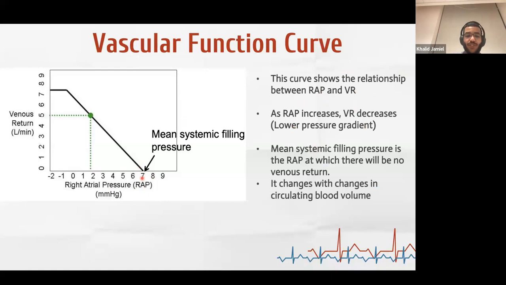And now this point where the venous return is 0, it's called mean systemic filling pressure. I want you guys to forget about this point for now, and I'll tell you why it's significant later. But just the definition of mean systemic filling pressure is the right atrial pressure at which venous return is 0. And this has only one significance in this whole lecture, and it's a very important significance, but it will come later.